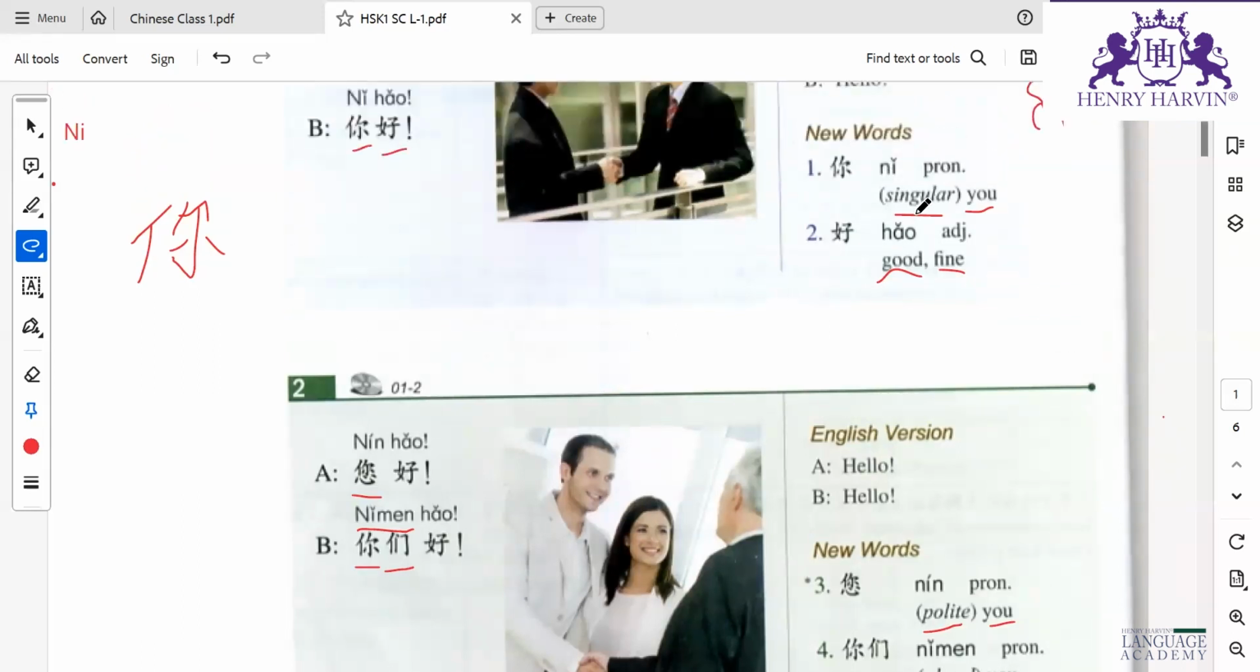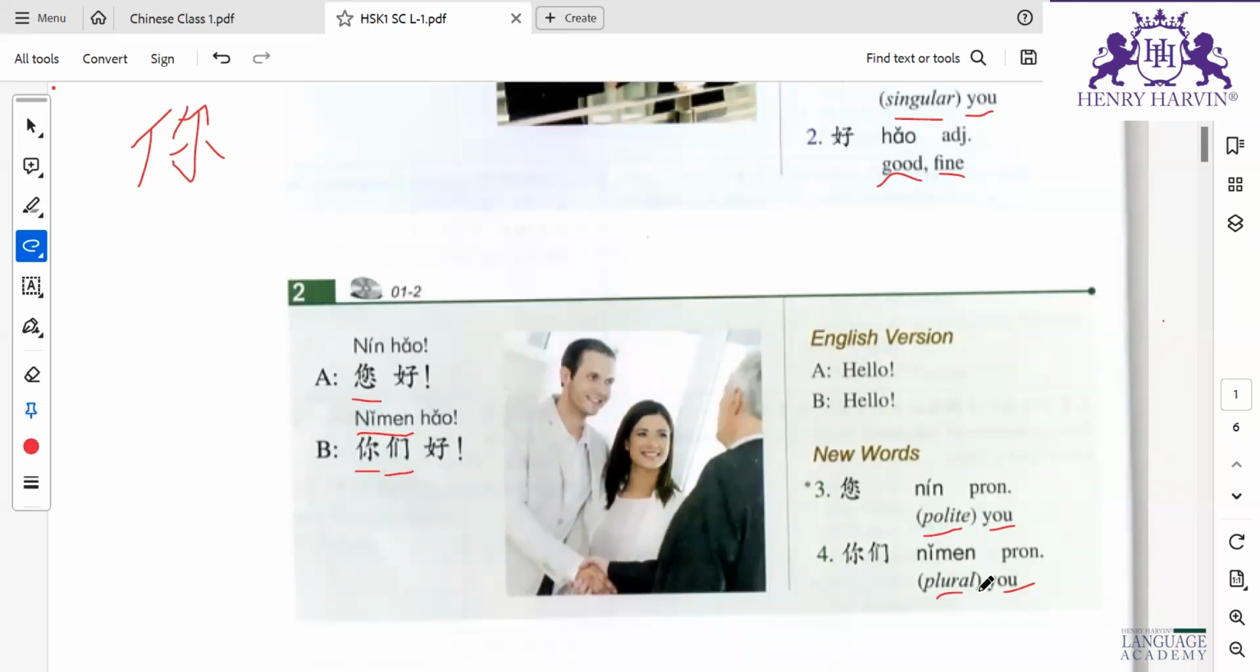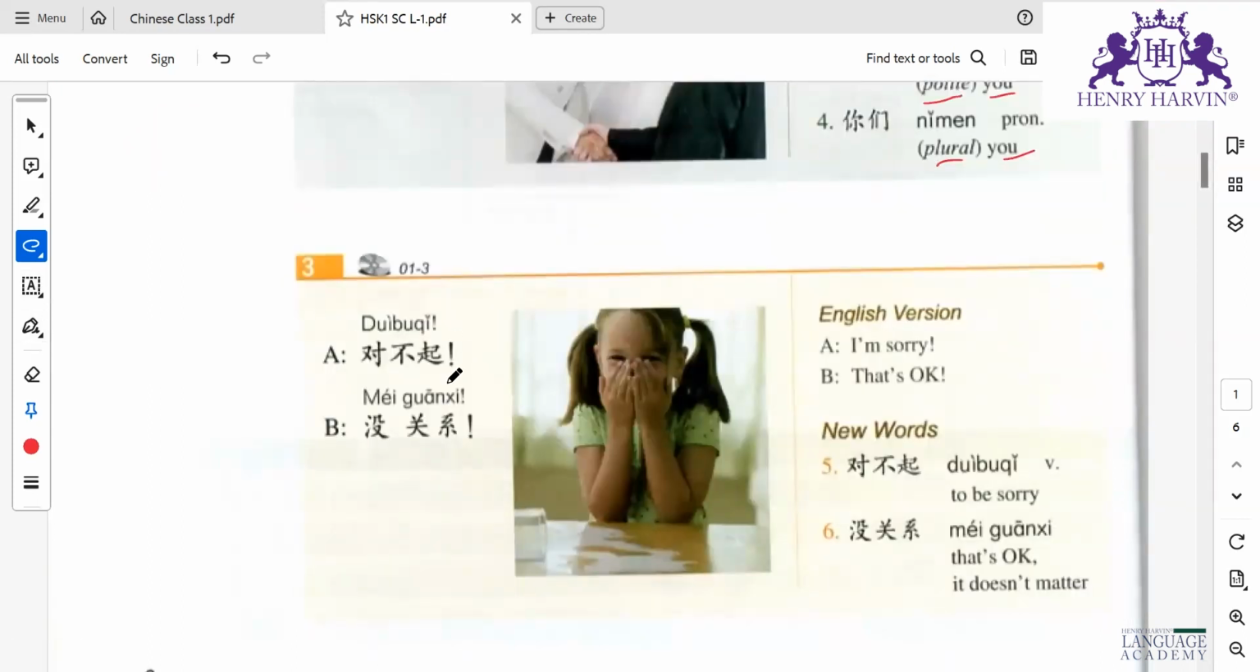This is used when there is one person in front of you. This one we use when there is someone elder or superior to you standing in front of you. And this one is used when there is more than one person in front of you. Okay? You understood the difference in all these "you"? So in this text, we will learn how to say I'm sorry in this sentence.